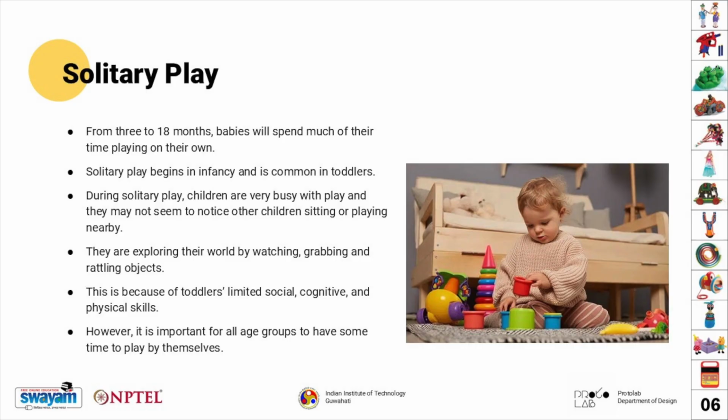For example, a toddler might repeatedly drop a spoon just to watch it fall. This repetition is how they learn how the world works. For designers, this stage is critical. Toys here must be safe, simple, robust, and inviting to repeated handling. Importantly, solitary play continues across life.